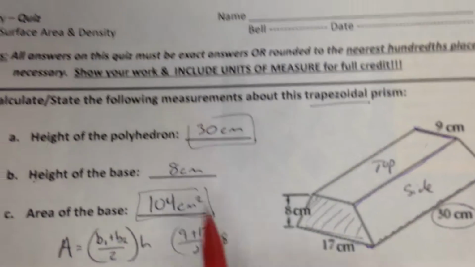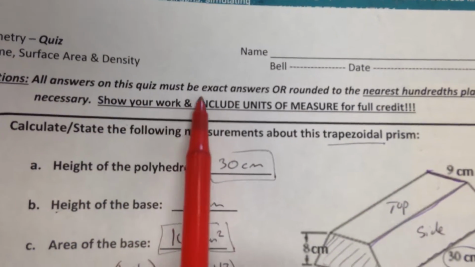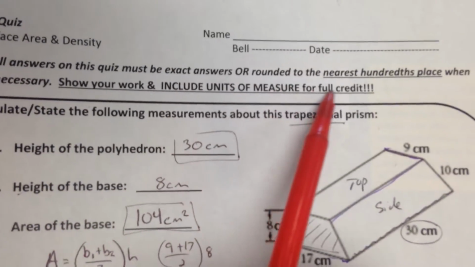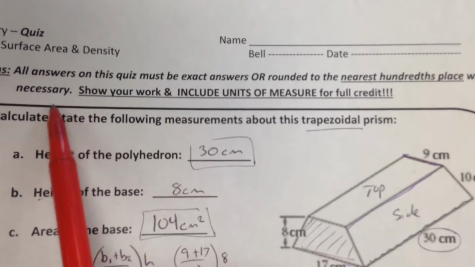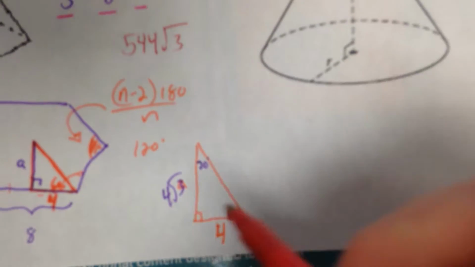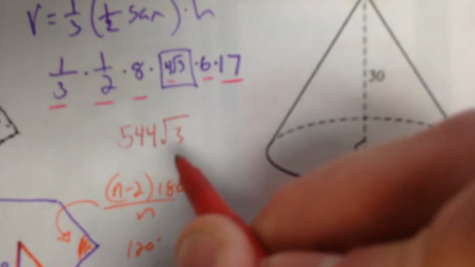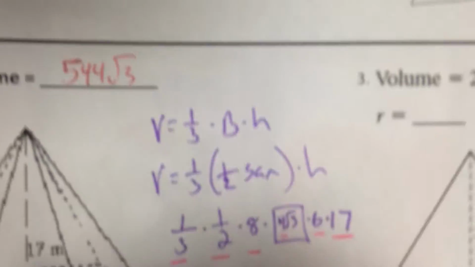The instructions at the top say all answers on this quiz must be exact answers or rounded to the nearest hundredths place when necessary. It was not necessary to round here since we could, thanks to our special right triangle, come up with an exact solution. So all we're going to do to finish this problem is write it in the answer line, 544 radical 3, and then use our units of measure, meters cubed.